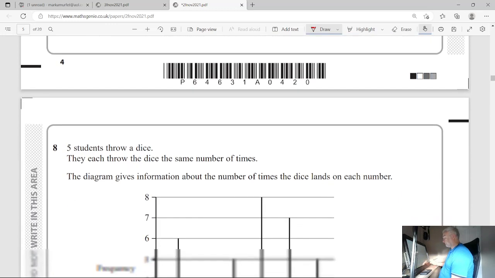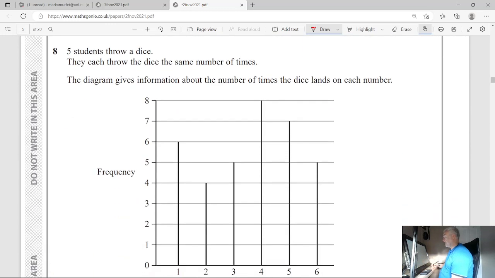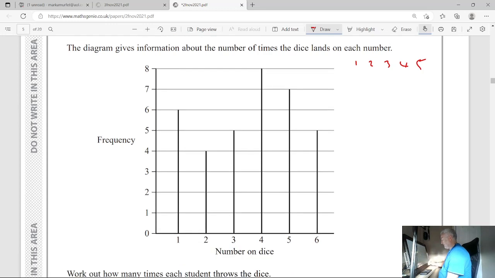Question 8. 5 students throw a dice. They each throw the dice the same number of times. So I'm going to think about this. Student 1, student 2, student 3, student 4, student 5. They each throw the dice the same number of times. The diagram gives information about the number of times the dice lands on each number. We've got 6 outcomes. So we've got 6, 4, 5, 8, 7, and 5.